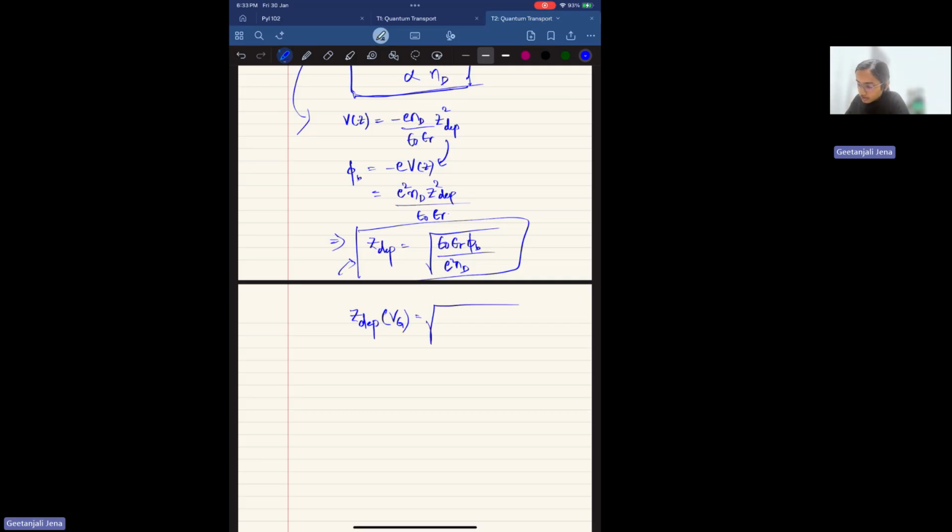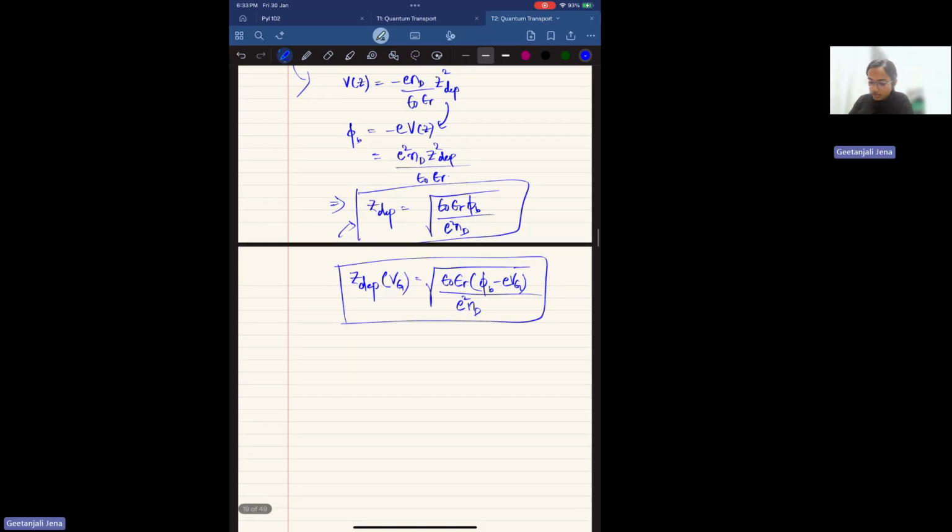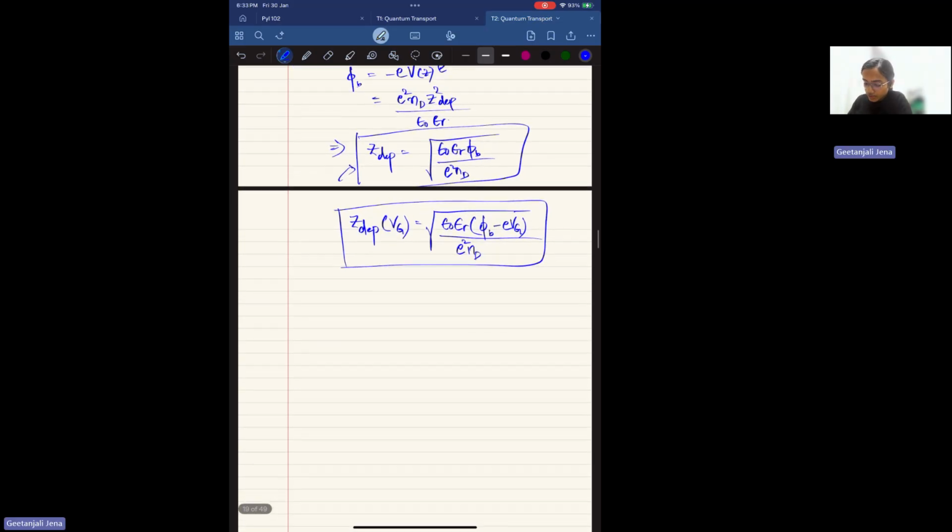So depending on this, we can also change this depletion region length, which in the presence of a gate voltage we can write as epsilon naught epsilon R, phi B minus E V G, by E square and D. So this is in the presence of a gate voltage.